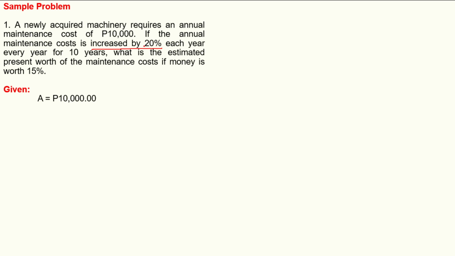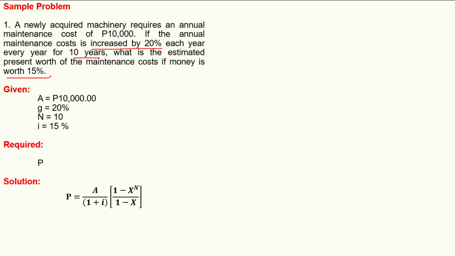Okay. So, given natin, maintenance cost, 10,000. Automatic A yan. g natin ay 20%. Of course, kitang-kita naman, no? N natin ay 10. 10 years. Dali-dali, oh. And I natin ay 15%. Ayun, kitang-kita naman, no? Ang required natin ay P. What is the present worth?